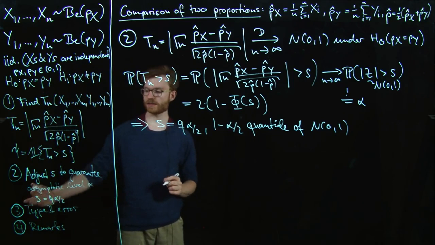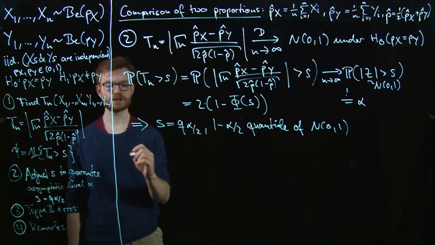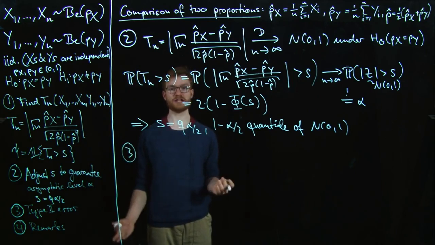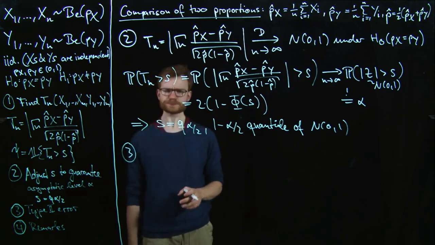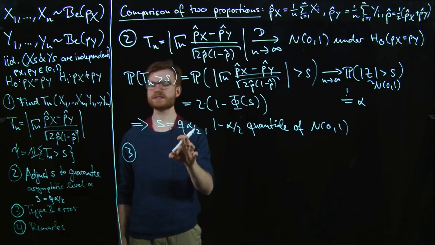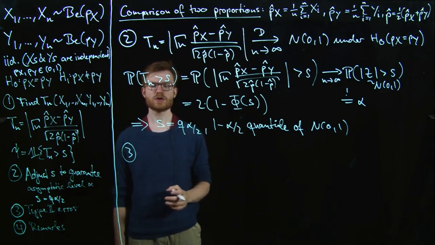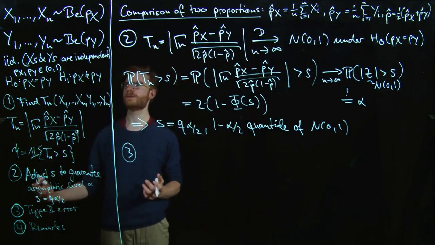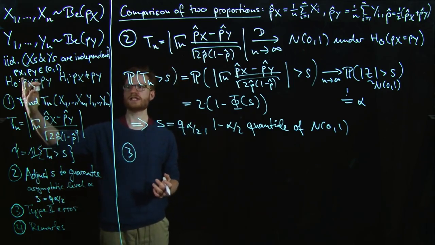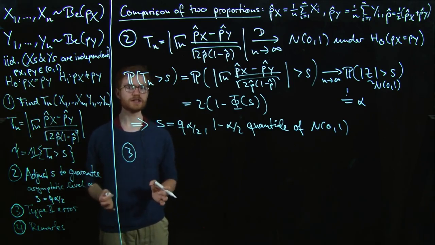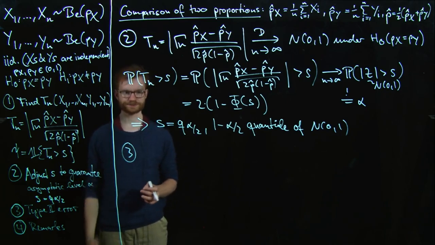OK, and now another thing we want to talk about is the type 2 error. So now we've seen that if the null hypothesis is actually true, then we will have asymptotically only type 1 error alpha. Exactly alpha. So what happens if the null hypothesis is not true? In other words, what happens if my proportions are actually different from each other? Will I actually be able to pick this up? Will I at least asymptotically not make an error?